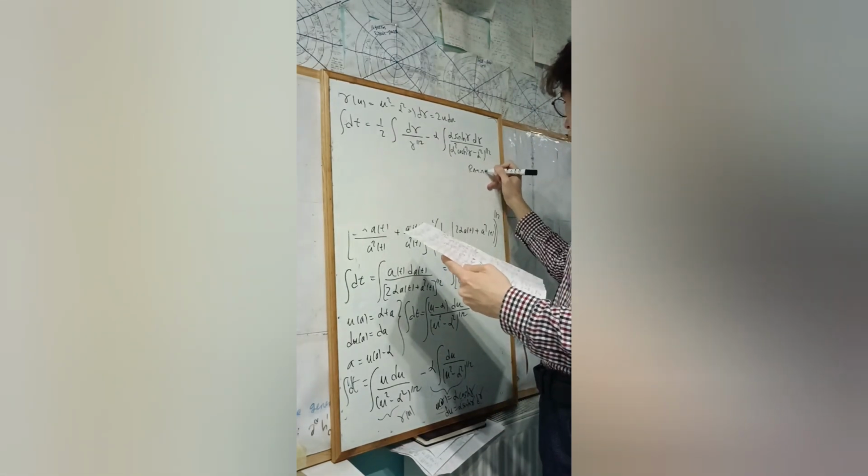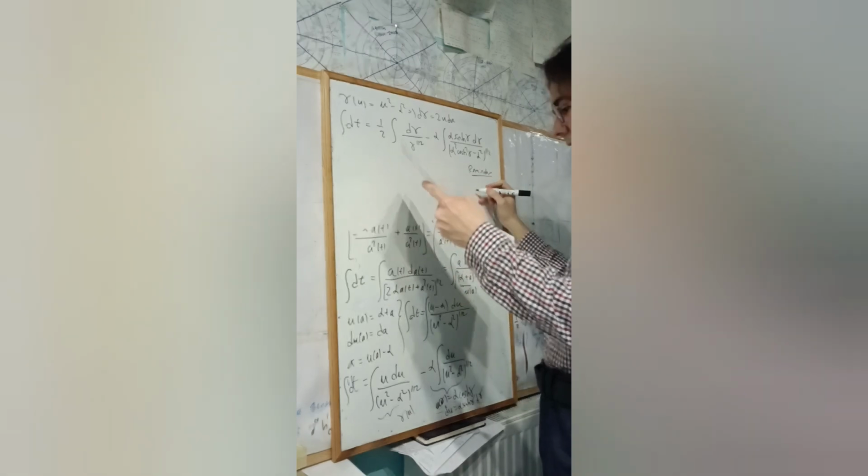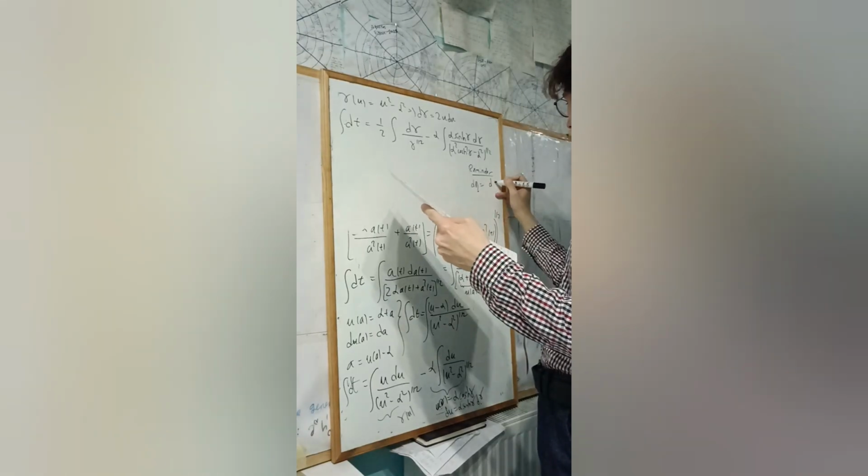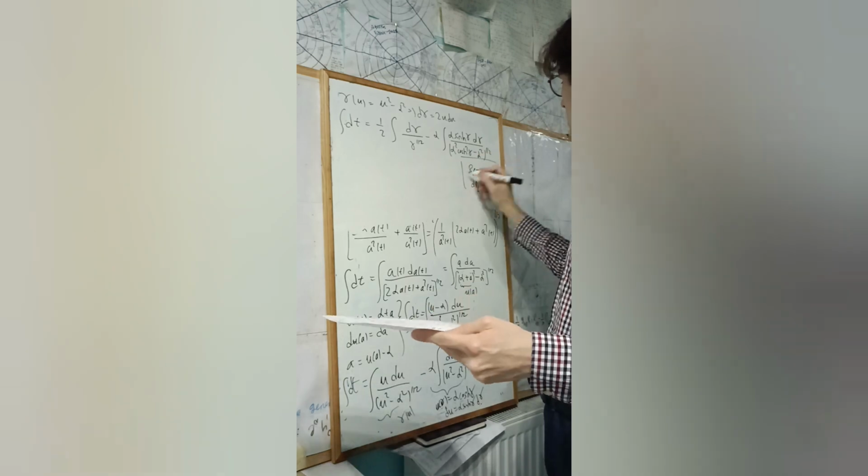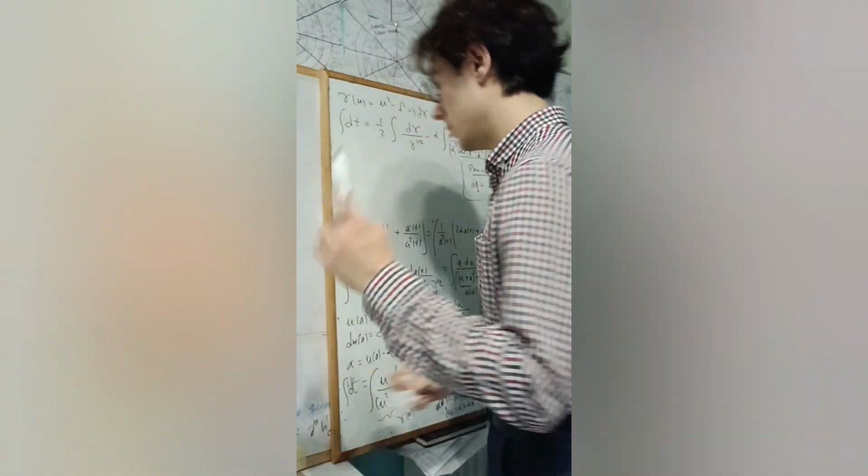Reminder. Let's say reminder. d eta equals dt over a. We are going to use that. Okay. I will do that 5 minutes later.